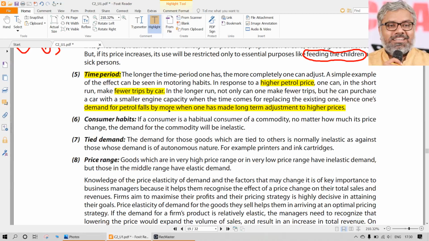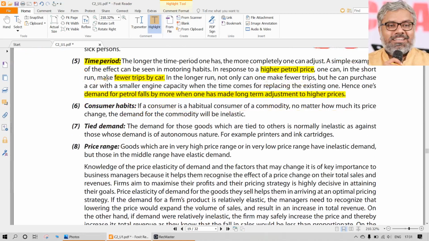So normally, when there is a possibility of adjusting by making fewer trips because of a higher price, that they will do in the short run. But in the long run, that will not have any impact. So in the short run, the demand for petrol falls more. It falls more than when somebody has a possibility of making some long-term adjustment. If you have a possibility of making a long-term adjustment, then the demand will not be impacted much. But in the short run, the demand will be impacted much, because the immediate reaction of the people will be that for a higher price. That's what happens. So in the longer run, definitely that will change.